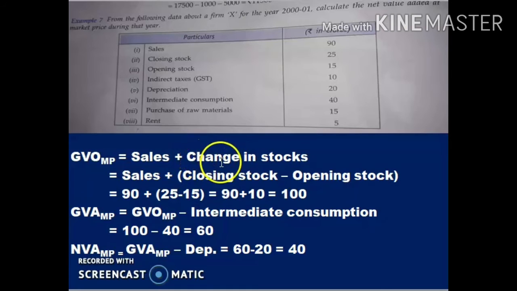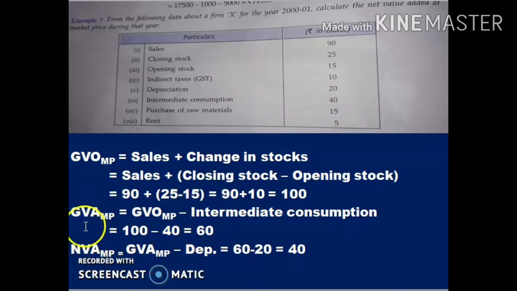So sales plus change in stock. Sales plus change in stock means closing stock minus opening stock, it is given. So 90 plus 25 minus 15 it is given here. Then we will be getting 90 plus 10 equal to 100. So GVAMP is equal to GVOMP minus intermediate cost. So it's given in the question, that's what we had found here. 100 minus intermediate cost, consumption is given, so 40, equal to 60.